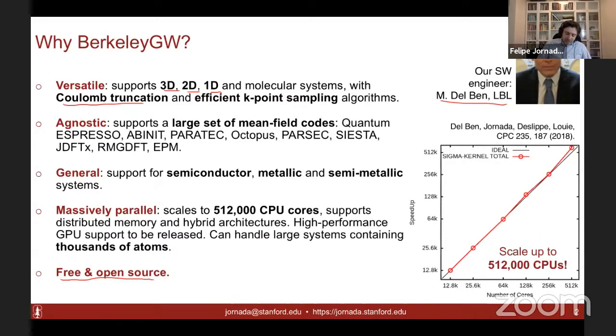And to give an idea of things that we can do right now, we can run calculations on this one, which was run two years ago on the Cori supercomputer at NERSC. And you see here, we managed to scale up to 512,000 CPU cores. So we always push the limit of algorithms to make sure that we can support everything from smaller clusters to the very large supercomputing centers in the code.